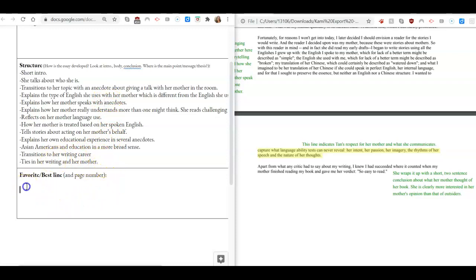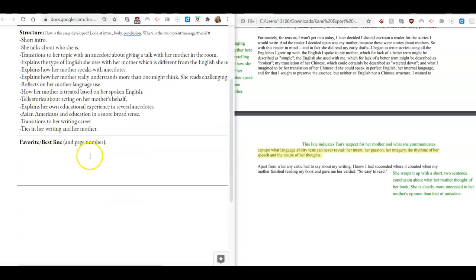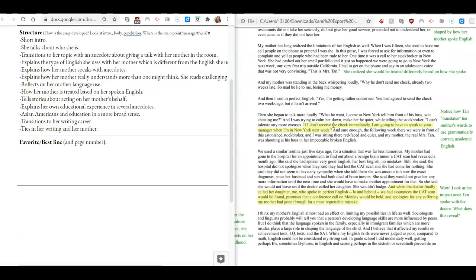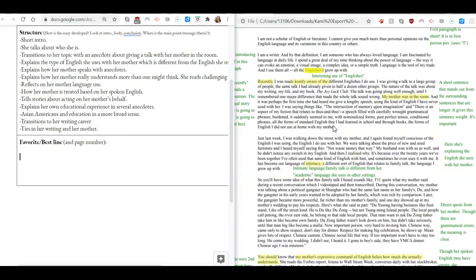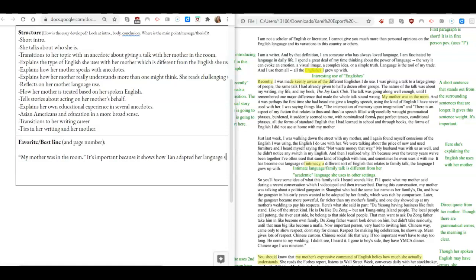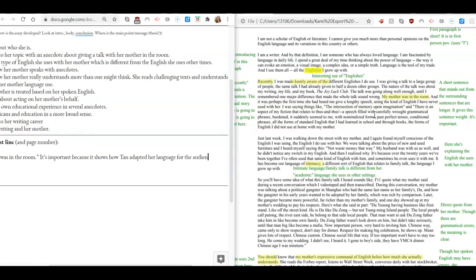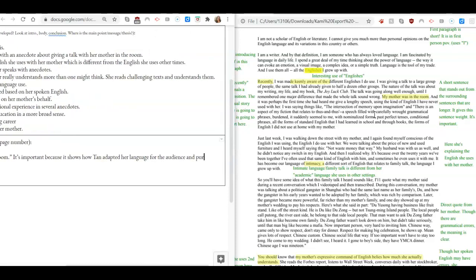Okay, so the favorite or best line, I haven't forgotten about message. I'm going back up there. There's a lot of lines I like in this, but the line that really sticks with me is this one up here from the 3rd paragraph. "My mother was in the room." And why is that important? Because it shows how Tan adapted her language for the audience and purpose when she's speaking.